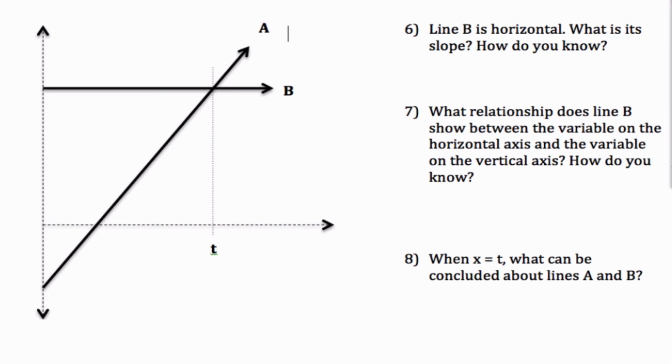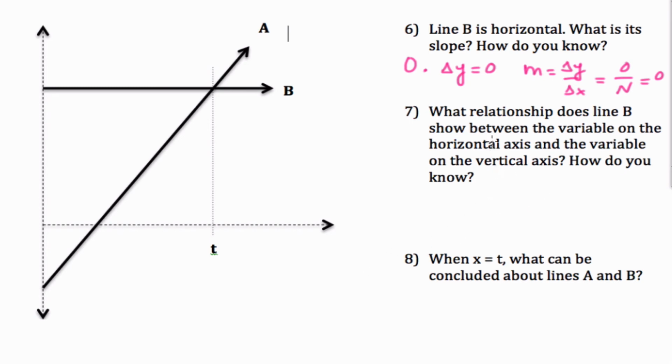All right, number 6, line B is horizontal. What is its slope? How do you know? Its slope is 0, because delta y is 0. There is no change. And we know slope is delta y over delta x, and delta x is changing. It's trucking along here. It's getting larger and larger as it goes from left to right. But 0 over any number is 0. So I know that the slope of that line is 0.